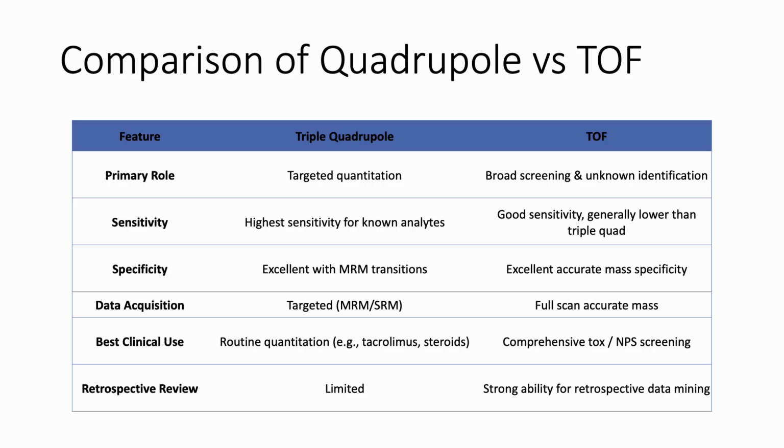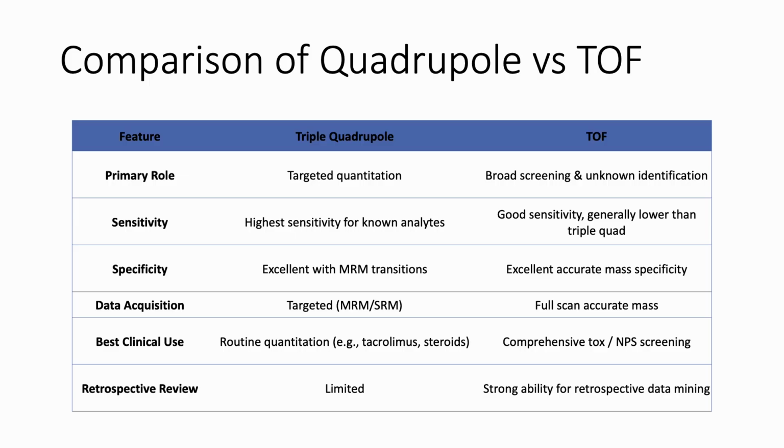The best clinical uses for triple quads versus TOFs: for routine quantitation, when you know exactly what you want to look for, triple quads are always best practice. Whereas time of flight is really where you're looking for comprehensive toxicology testing, when you're trying to identify unknowns.